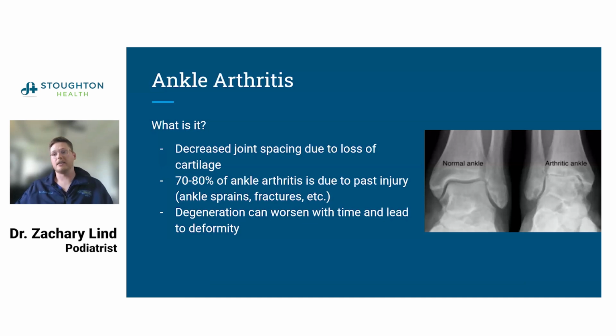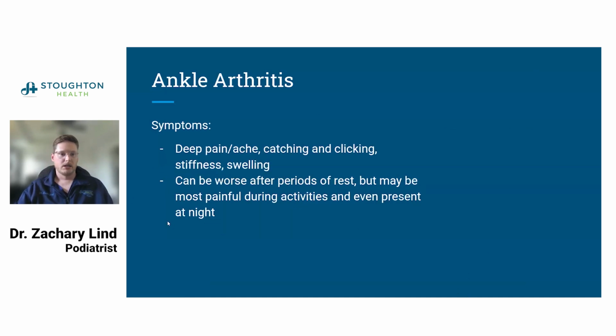And that is unlike the knee and the hip, which tend to be more of a true osteoarthritis or an overuse type of arthritis. Ankle tends to be due to damage, specifically to the joint itself. And the degeneration can worsen with time and lead to deformity if you have uneven wear within the ankle joint itself. So symptoms associated with ankle arthritis are typically a deep pain or ache.